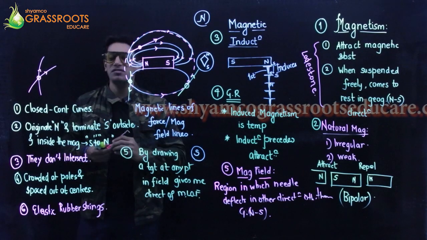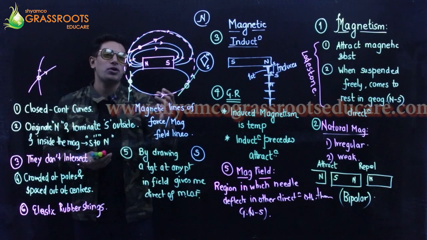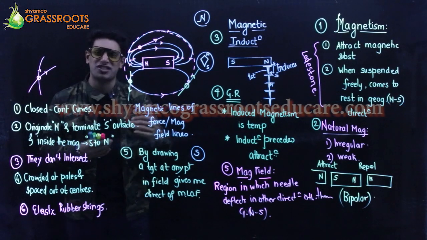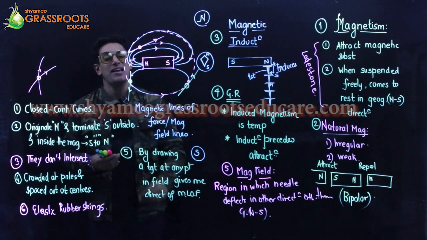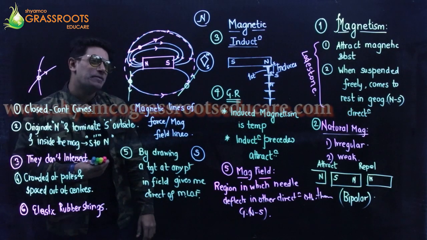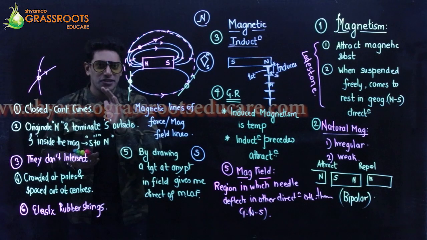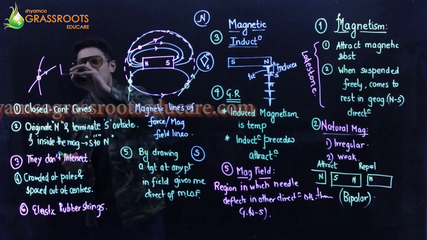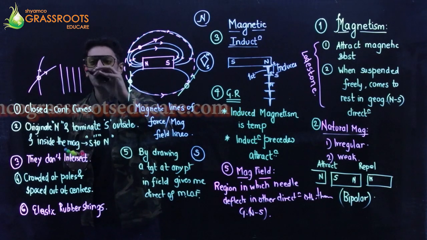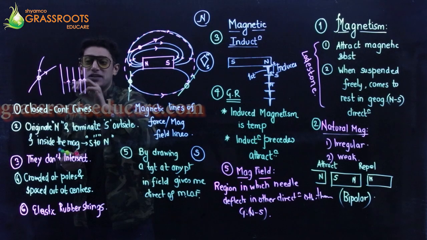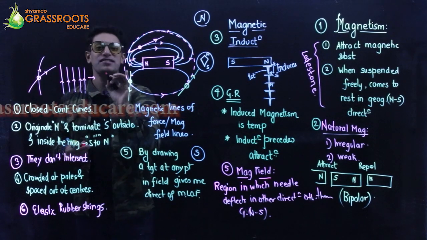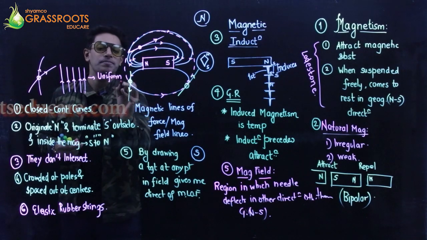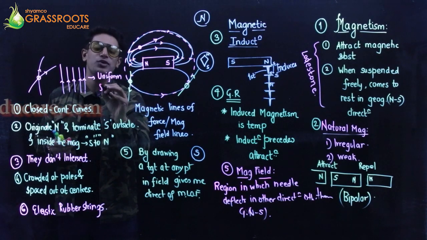Okay. 6 points are more than enough, yeah? So, we spoke about the origination, the termination, no intersection, the direction, close, continuous, elastic rubber strings, yeah? One more point you can say, that parallel and equidistant field represents a uniform magnetic field. So when the lines are parallel and equidistant, something like this, such lines represent a uniform magnetic field, which is equidistant.